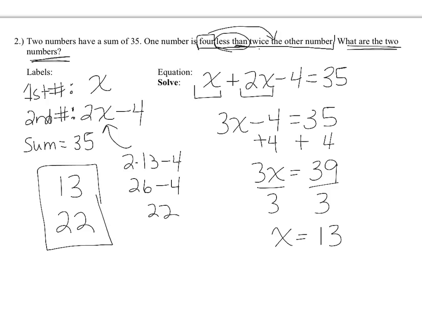You also can check them. You know that the two numbers have to have a sum of 35. You could add those two numbers together. Does that equal 35? It sure does. Okay, let's move on.